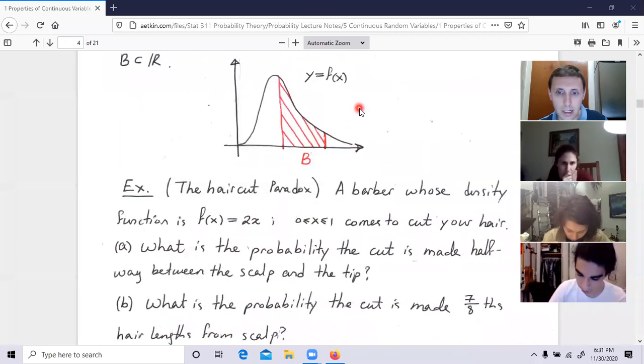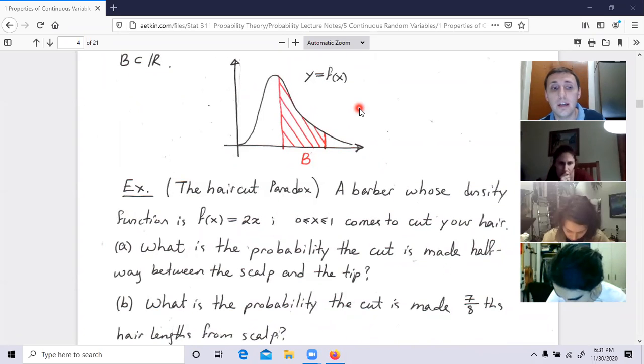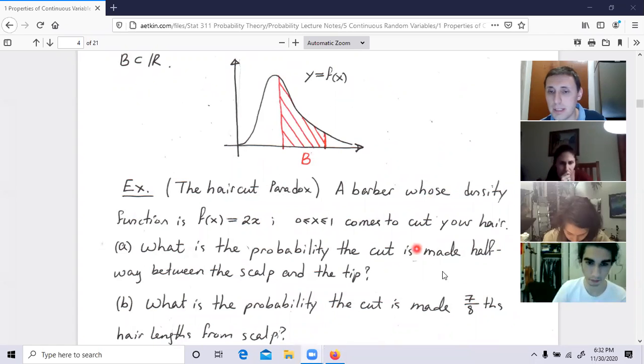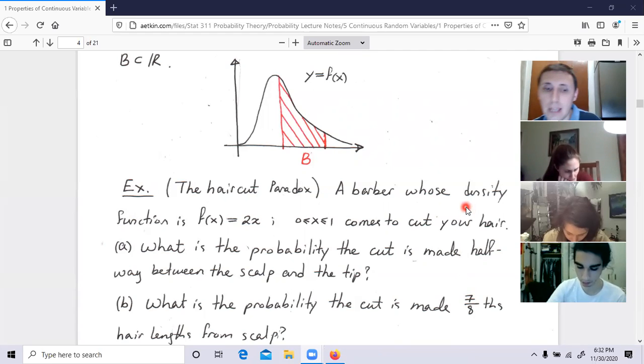Now, here is another question. What's the probability that the cut is made 7/8 hair lengths from the scalp? 7/8. Yes, Chabeli, same thing, right? No difference, because what does it matter, 1/2 to 1/2 or 7/8 to 7/8? It's going to be 0 again, yes? You understand what I'm saying, guys? The probability that the barber will cut it at 7/8 is 0. The probability the barber will cut it halfway is 0.